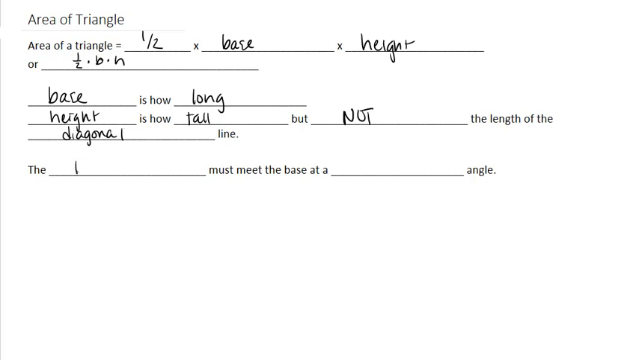And the height must meet the base at a right angle, which is like this. That square indicates a right angle is formed. Now let's look at an example.